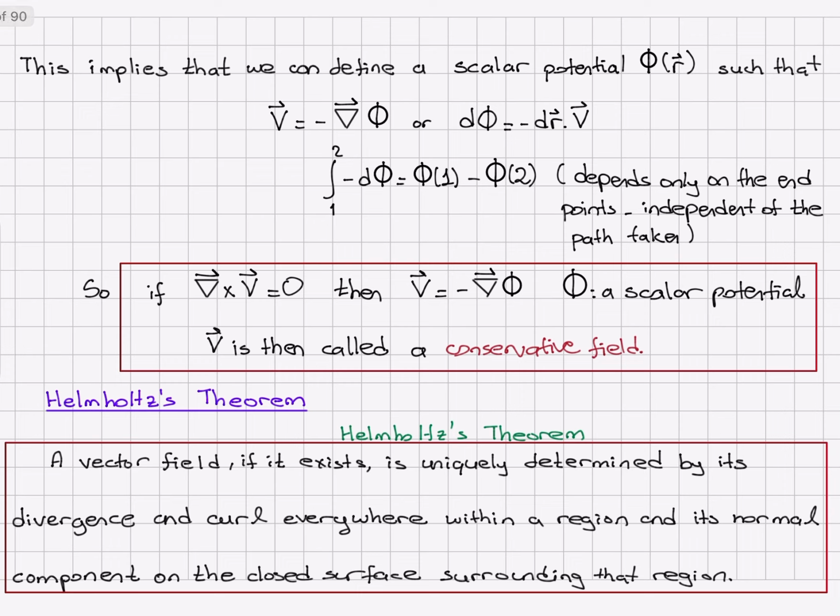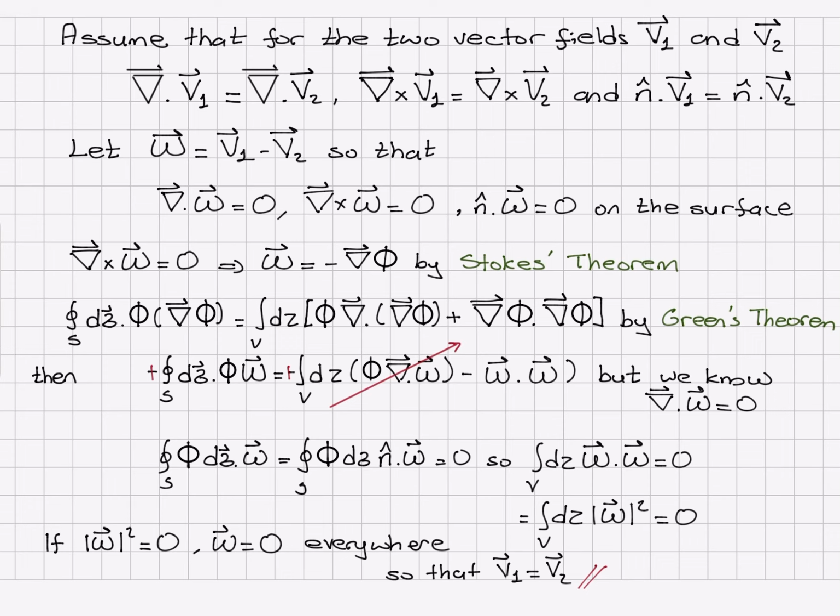Okay, so Helmholtz's theorem states that a vector field is uniquely determined by its divergence and curl everywhere within a region, plus its normal component on the closed surface surrounding that region. So we have chosen two vector fields, V1 and V2, whose divergences are the same, curls are the same, and normal components are the same. We look at the difference vector, V1 minus V2, and looking at the divergence of W, it is 0, curl is 0, and n hat dot W is 0 on the surface because of these properties. And the divergence and curl operations and dot product operations are distributive over the difference of V1 minus V2.